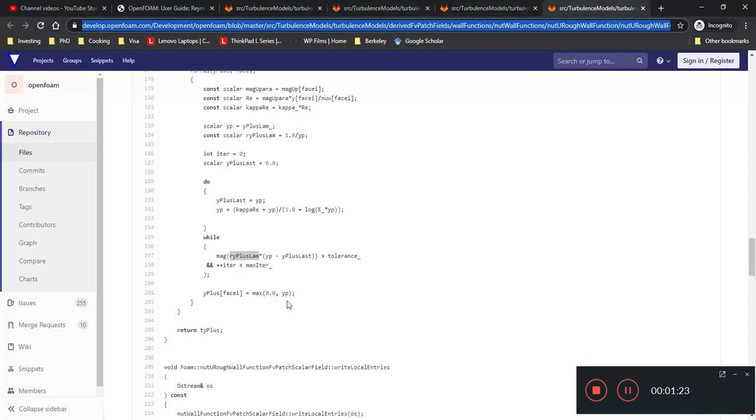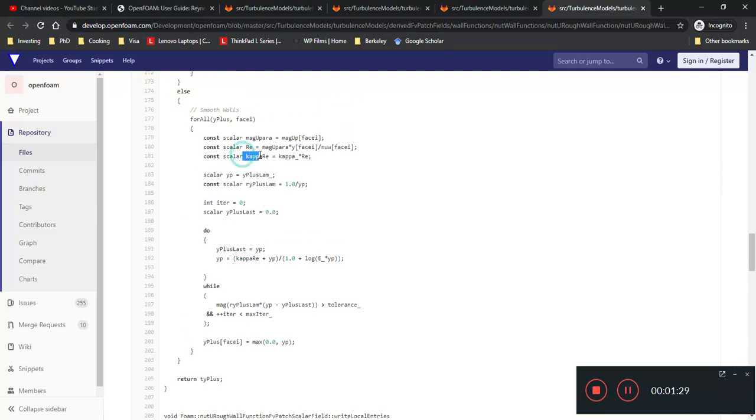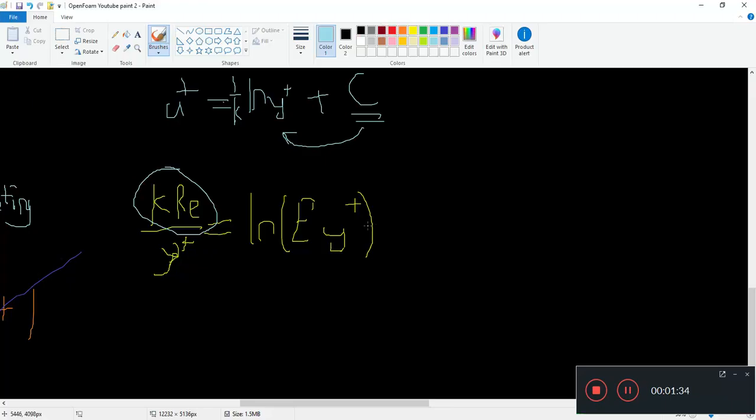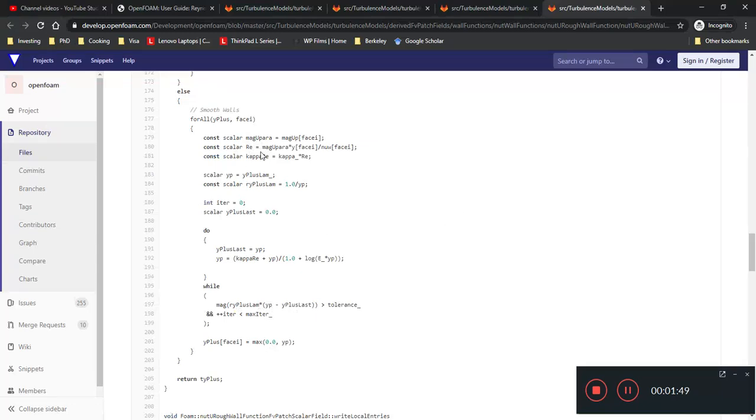The source code says kappa Reynolds number equals kappa times the Reynolds number. So this kappa and this kappa are the von Karman coefficient. They're supposed to be the same. Then there'll be some Reynolds number there. What is this Reynolds number? We'll take a look shortly.